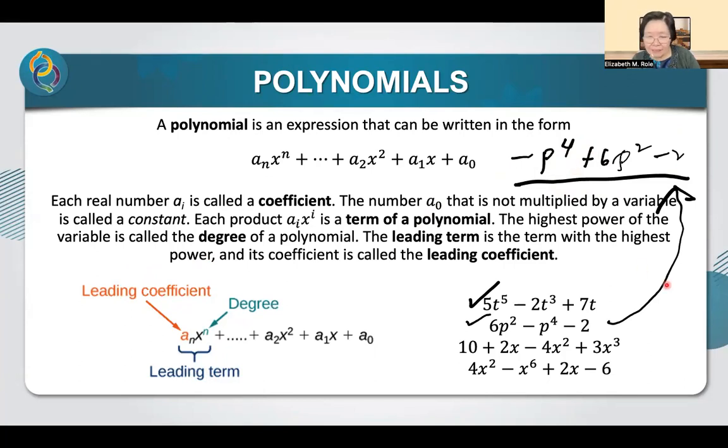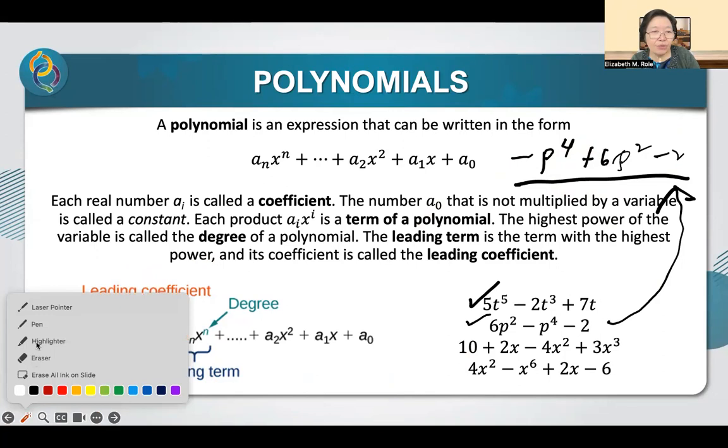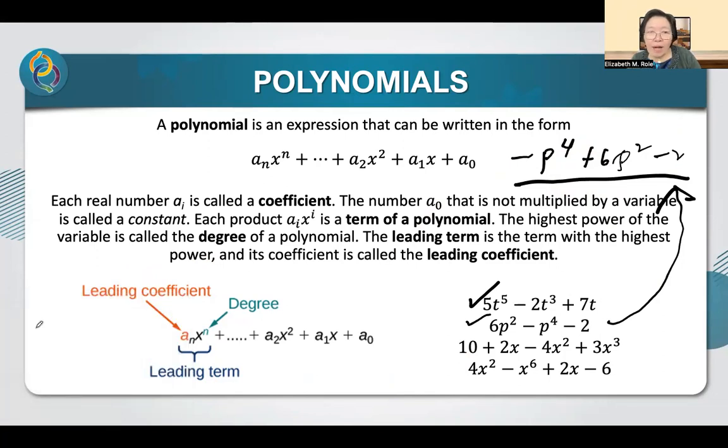term. So in this problem here, 10 plus 2x minus 4x to the fourth, 4x squared plus 3x cubed. What is our degree? This one now. 3. Degree, yes, 3. What is the leading term? 3x cubed. Yes, and what is the leading coefficient? 3. Okay, everyone, is that fine?